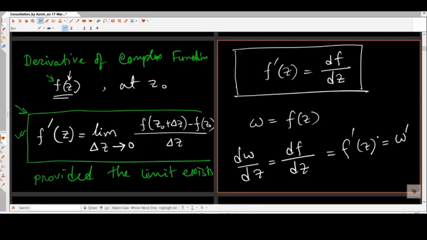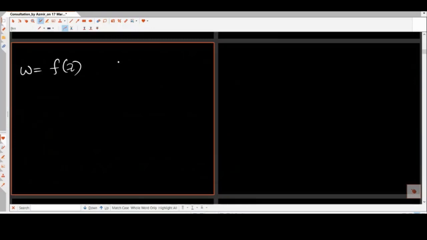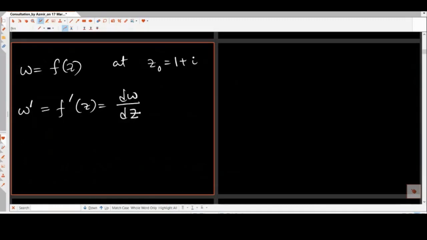So we can find the derivative of f of z at any point. Suppose we want to find the derivative of w equals f of z at z naught equals 1 plus I. In that case, at first we have to find the first derivative, that is f prime of z, or we can say w prime, or we can say dw dz.